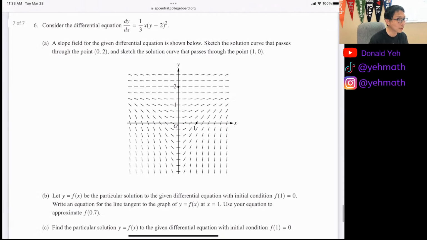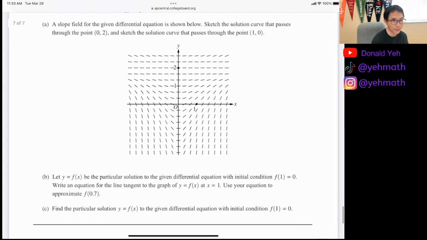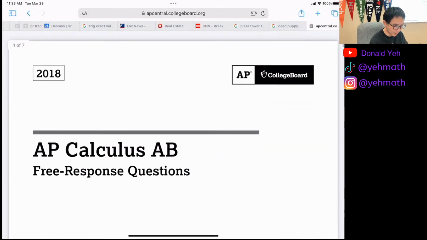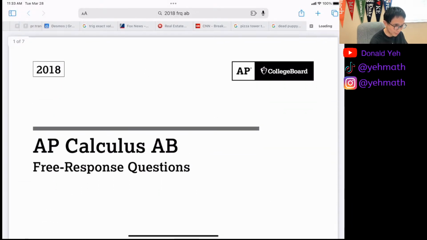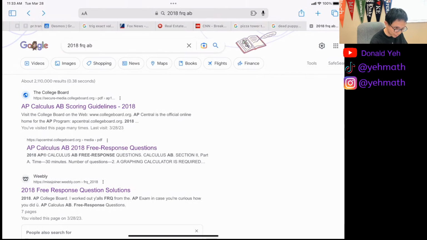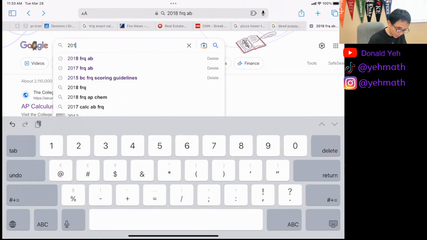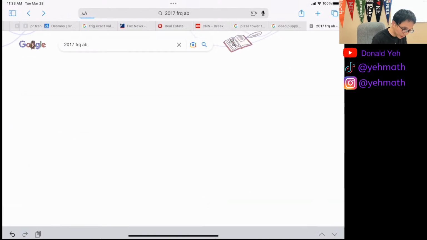The last one is the slope field, usually accompanied by differential equations. In the last part, you find the particular solution y equals f of x given the differential equation, using separation of variables. The 6th question, if you go by this, is going to be pretty easy. So let's talk about rate in and rate out. We're going to go to 2017. Hopefully we have enough time to go through 2 questions, but if not, for sure 1.